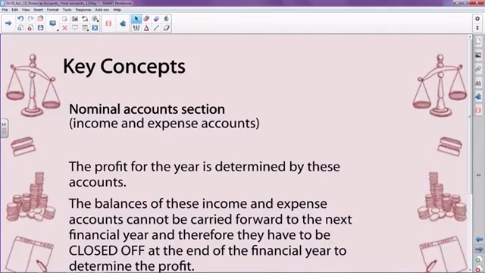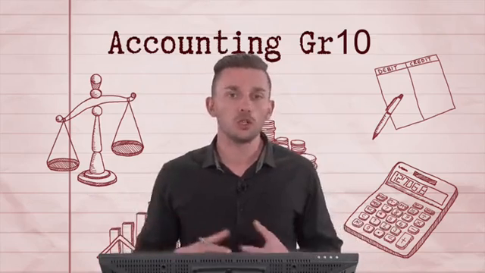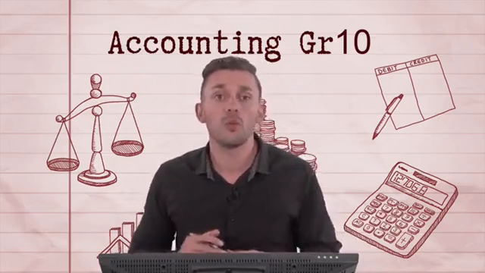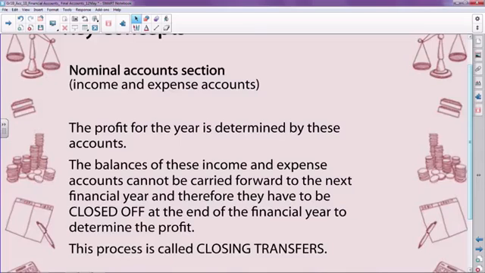Now, let's see if you studied. The nominal account section, remember, needs to close off. What are your nominal accounts? Your income and your expenses. Why do we need to close all of these accounts off at the end of the year? Because I want to determine what I made this year. What profit did I make? What gross profit did I make? So all these balances and totals in your nominal section need to close off to either the trading account or the profit and loss account. And we call this closing transfers.